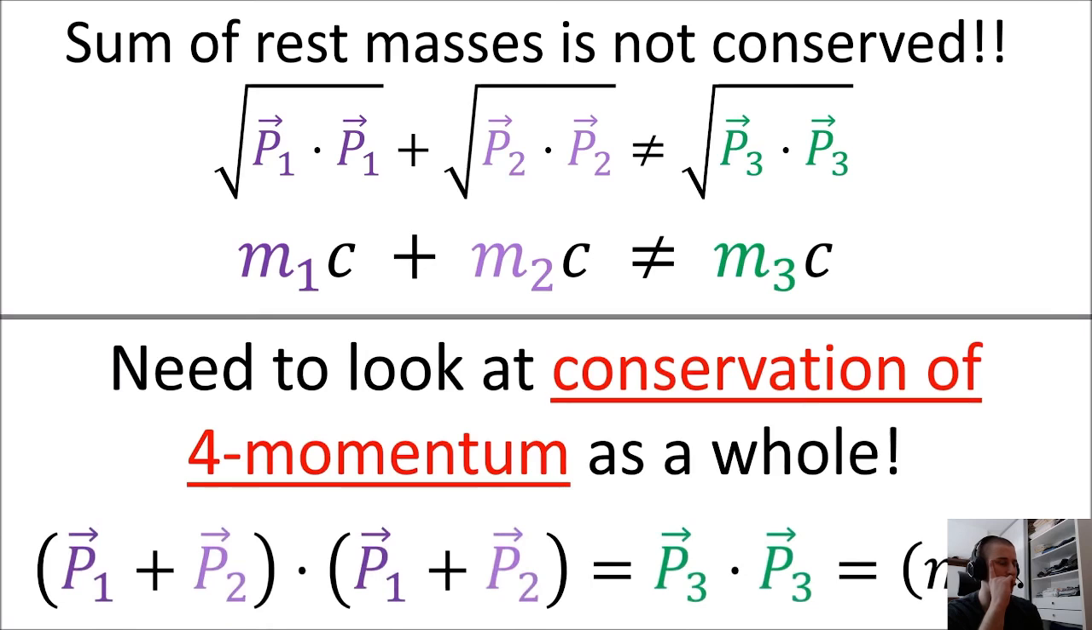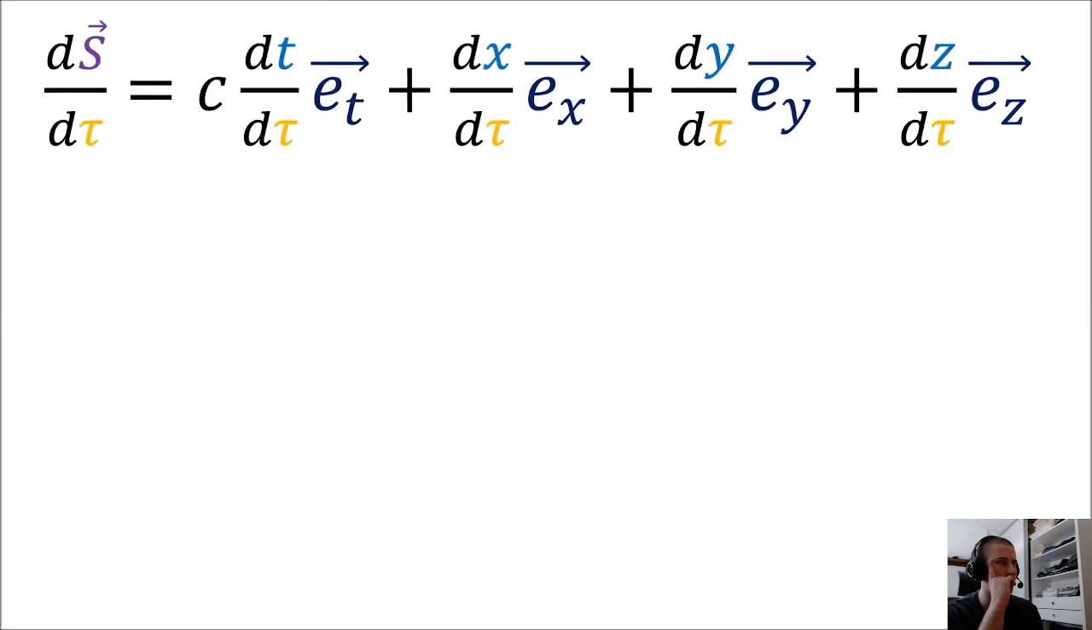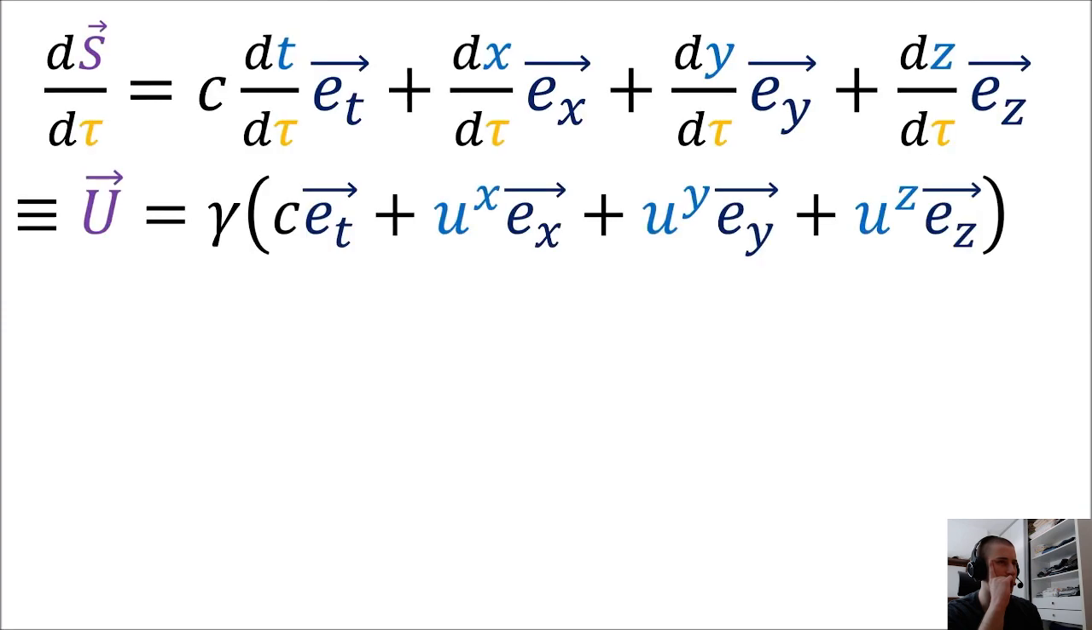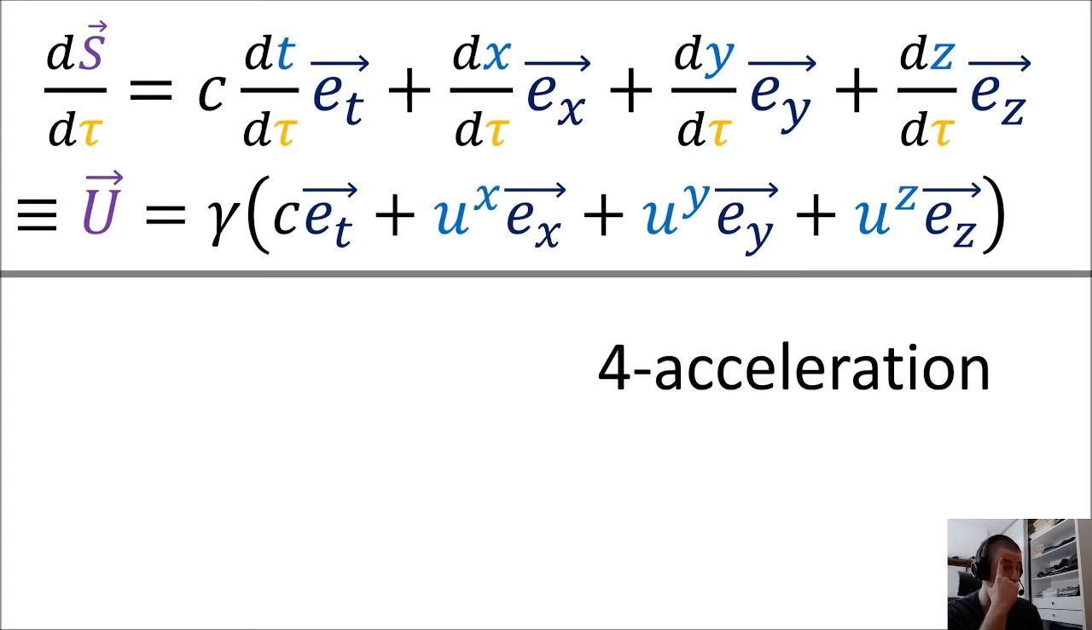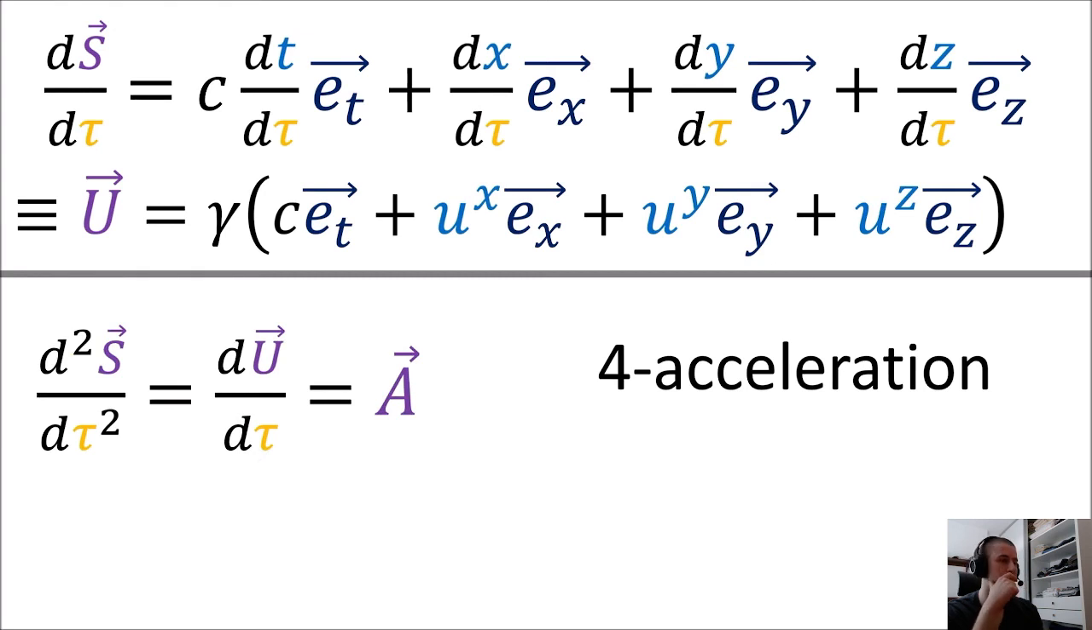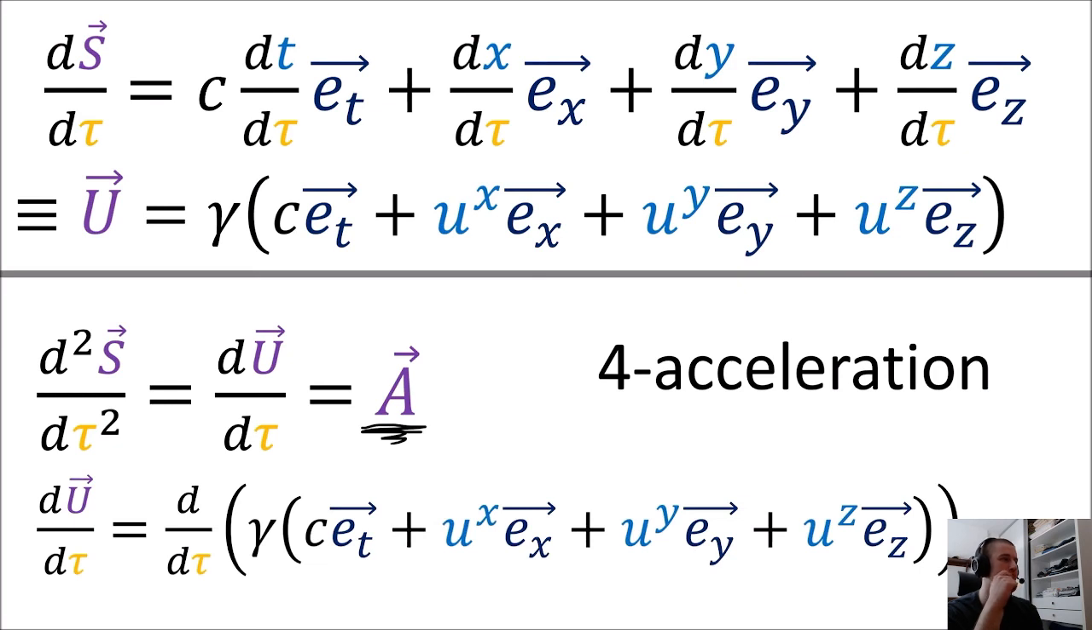not just conservation of individual rest masses. So we've seen that the derivative of 4-position s with respect to proper time tau gives us the 4-velocity u. It's probably not surprising that if we take the second derivative of 4-position, which is the first derivative of 4-velocity, we get another vector called the 4-acceleration, denoted by capital A.